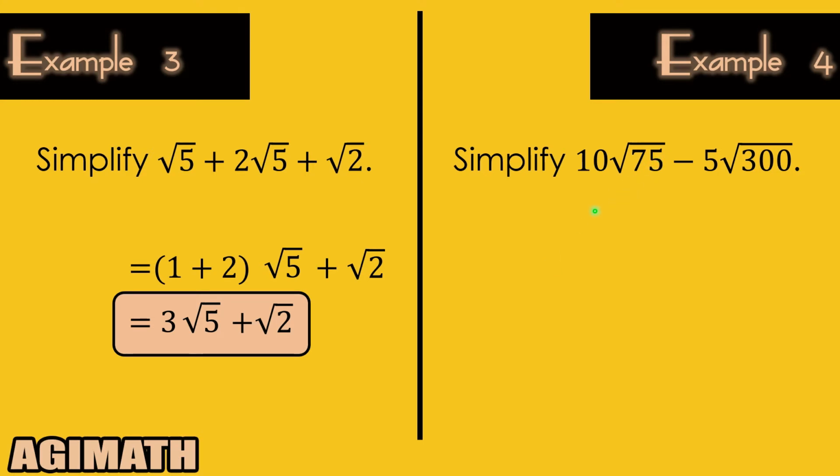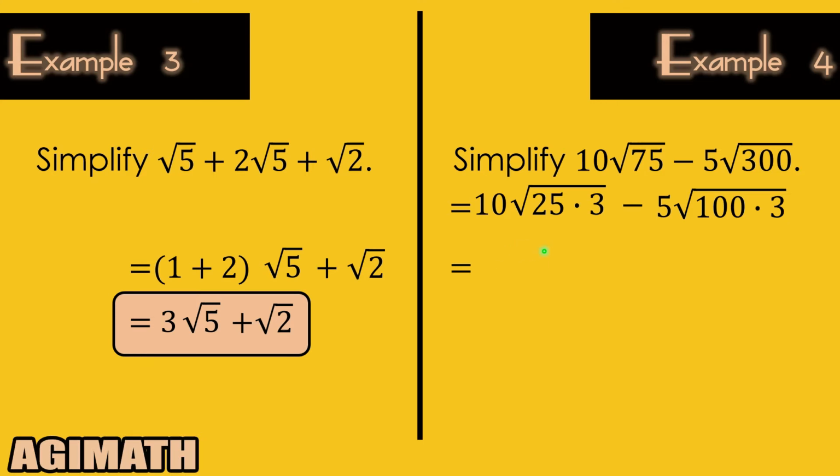75 is 25 times 3. 300 is 100 times 3. So for 75, 25 is a perfect square. For 300, 100 is a perfect square. So let's have the solution. Then, we factor 75 into 25 times 3. This is how we simplify radicals. We look for perfect squares so that we can simplify the radical. Minus 5, just copy 5. And then for 300, we are going to factor. That is 100 times 3. And then simplify. If you want to learn more about simplifying radicals, I will just include the link in the description.